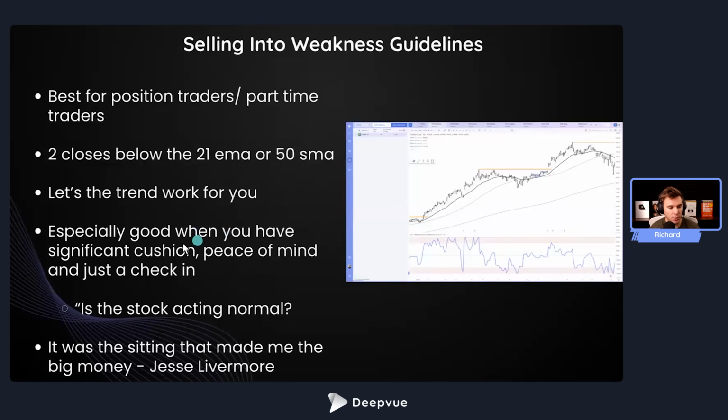This is especially good when you have a significant cushion. You get peace of mind, and you just have to check in every day or every week and say, is the stock acting normal? Is it above the moving averages? Is it just having normal pullbacks, corrections that are holding above the moving average that I'm using? It's very easy to decide, I still want to be in the stock. I still think it has potential, and you'll be able to stick with that longer term trend.